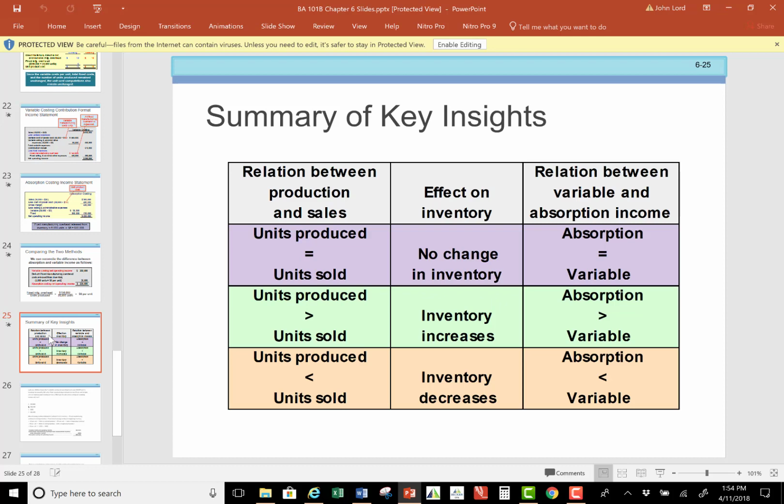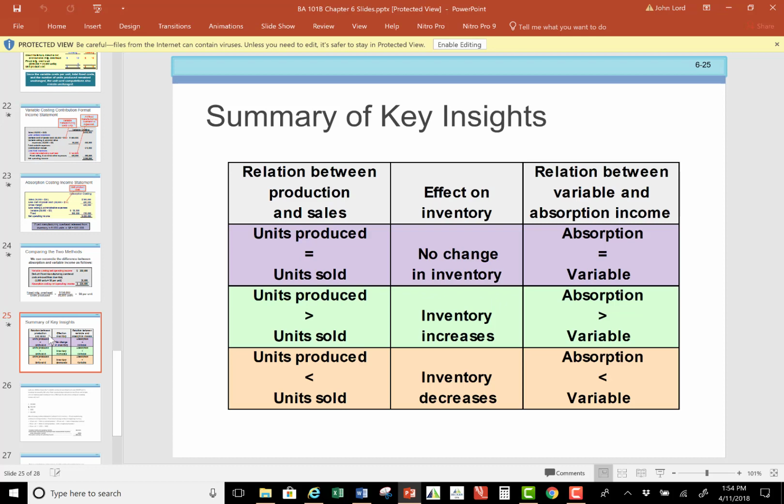Okay, so what happens if our units produced are more than the units sold? Our inventory levels increase, obviously, right? And if our inventory levels increase, variable costing will expense our fixed manufacturing overhead costs, whereas absorption will treat those as part of inventory for those items that increased in inventory. So those costs will stay on the balance sheet. They go straight to the income statement for variable, right?